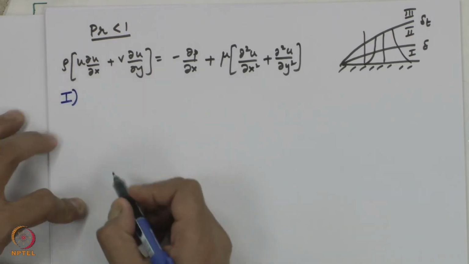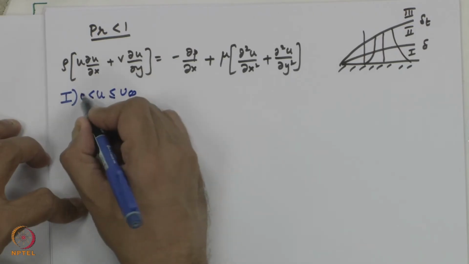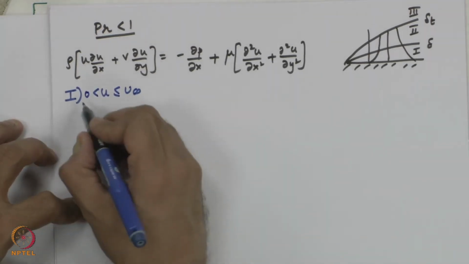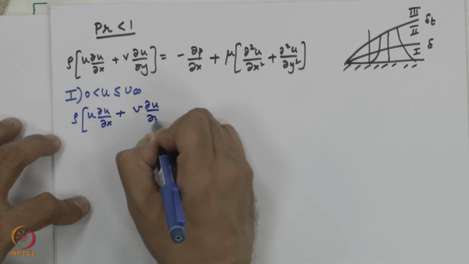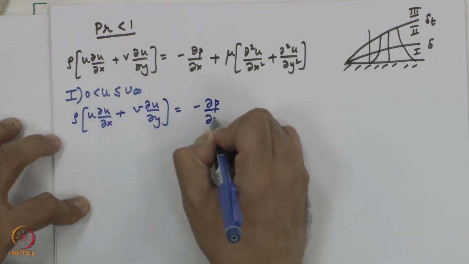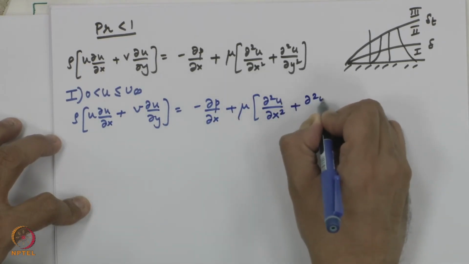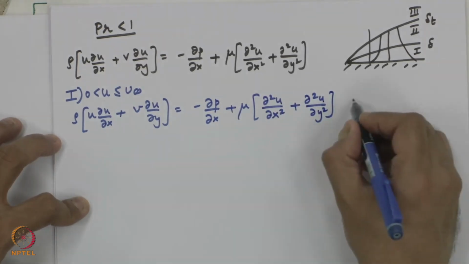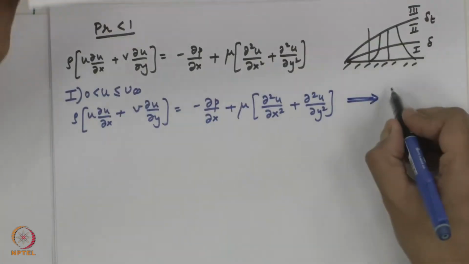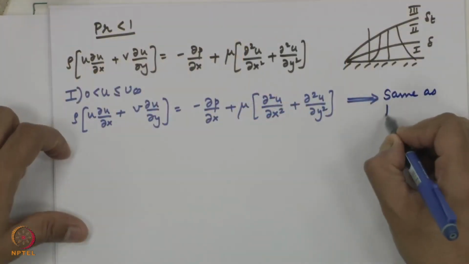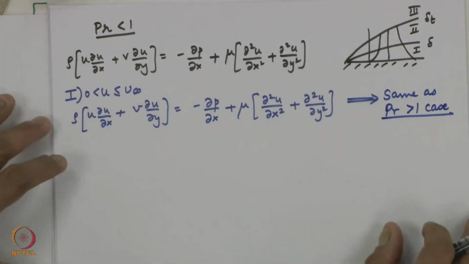For region 1, u is varying, 0 less than u less than u infinity. So, the equation remains as it is, rho (u du/dx + v du/dy) equal to minus dp/dx plus mu (d squared u/dx squared plus d squared u/dy squared). No change here. So, region 1 in both cases, Pr greater than 1 and Pr less than 1, has the same equation as the Pr greater than 1 case, because that is the boundary layer. So, it is going to be identical, there is no change.